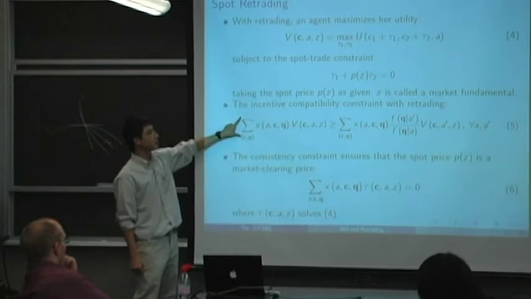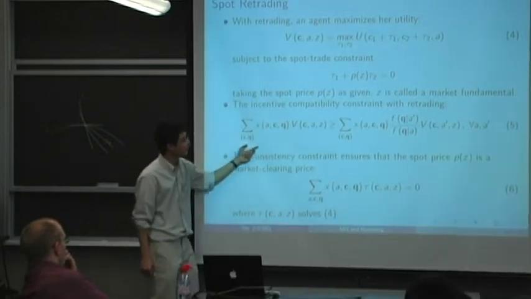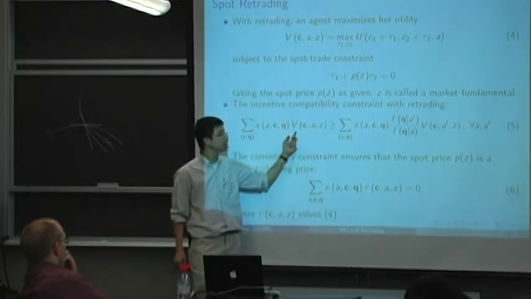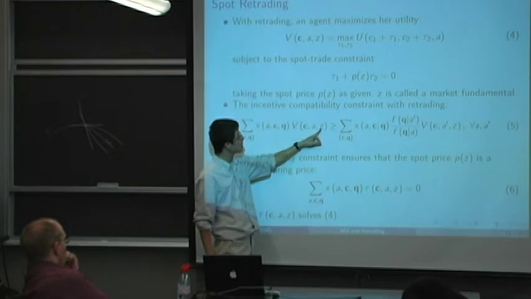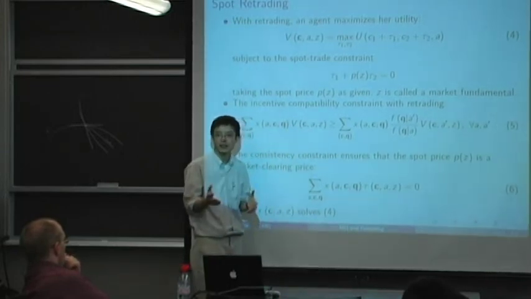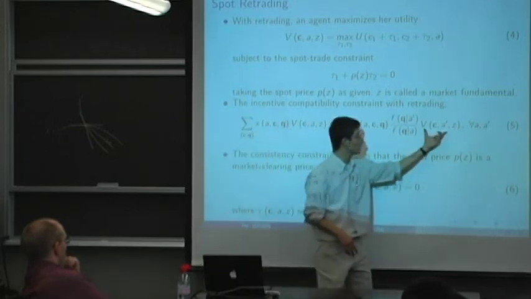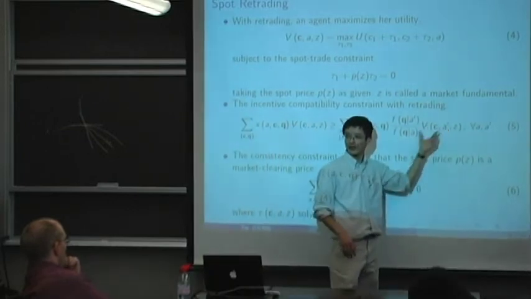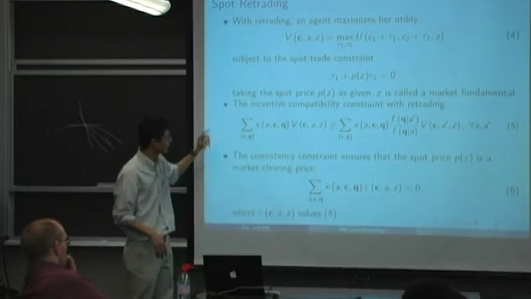And once you allow them to trade, the IC constraint will look like that. It's a bit different, right? Instead of utility, now it's indirect utility. So here it tells you, suppose you get C and A and Z, then you can retrade what you get. Here we need to allow them to retrade. When we decide the contract, we allow them to retrade. When they deviate, they can retrade too. So that's already different, and that's going to make a big difference.